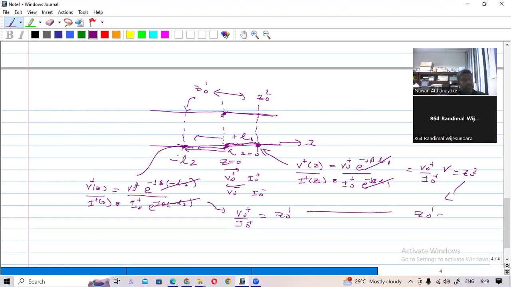Z naught 1 is equal to Z naught 2, no? Definitely. Okay. So you can see that the characteristic impedance is not changing along the transmission line. It is not dependent on the direction also. Direction and location do not matter. Okay.